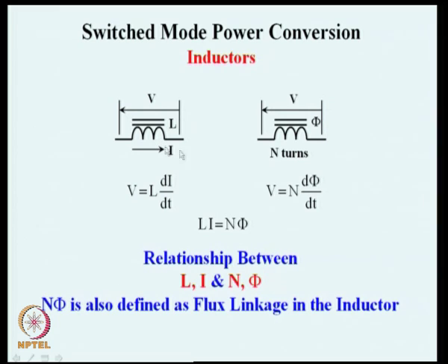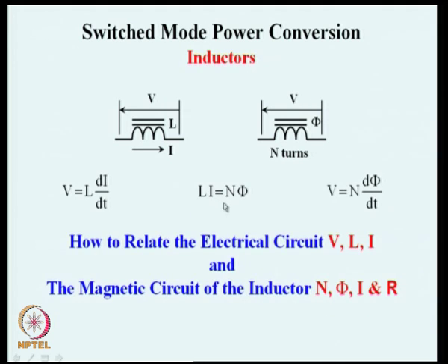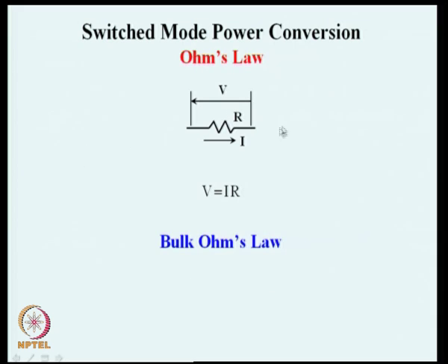An inductor, as we know, is an electromagnetic circuit. It has an electrical part as well as a magnetic part. And the relationship between the two, the electrical product L and I, is also the same as the magnetic product N and phi. Now, how do we relate the electrical circuit quantities V, L and I to the magnetic circuit quantities, namely the number of turns, the flux, the current through the coil, and the reluctance of the magnetic circuit? This R here is the reluctance of the magnetic circuit.